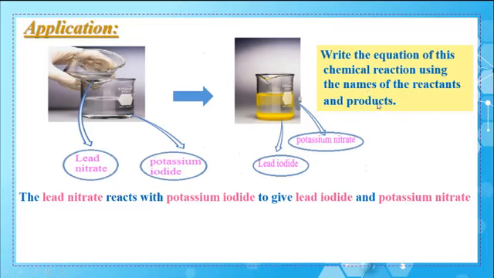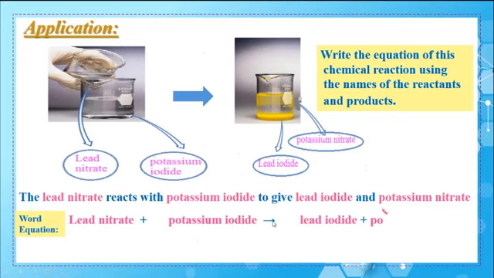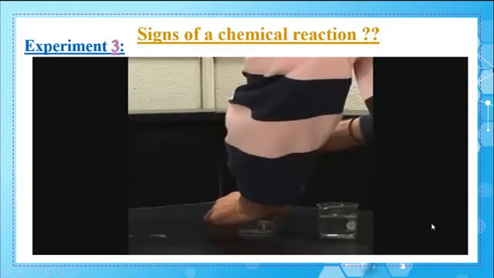By placing the names of the reactants and the products. Think. Yes, pause the video and try to solve it by yourself, okay? Placing "reacts with" as a plus, "to give" as an arrow, and "and" as a plus also. Good, it's lead nitrate plus, which reacts with potassium iodide, arrow that stands for "to give", lead iodide plus, which stands for "and", potassium nitrate.